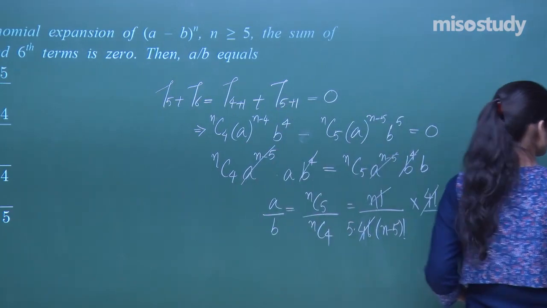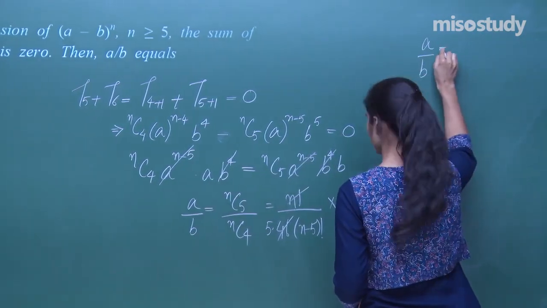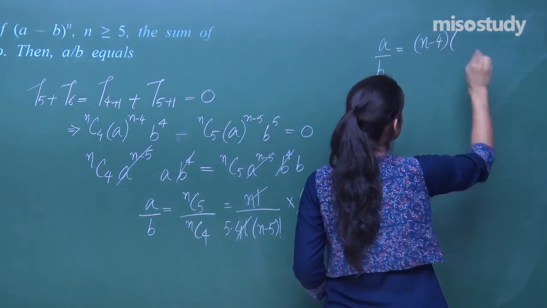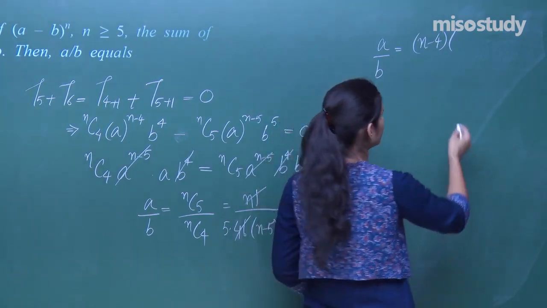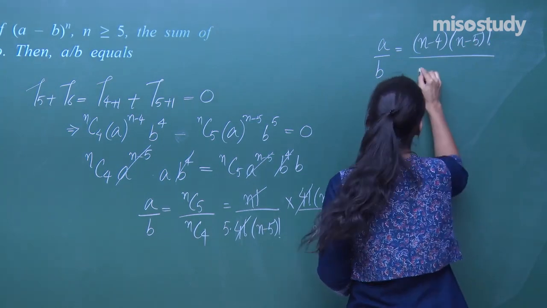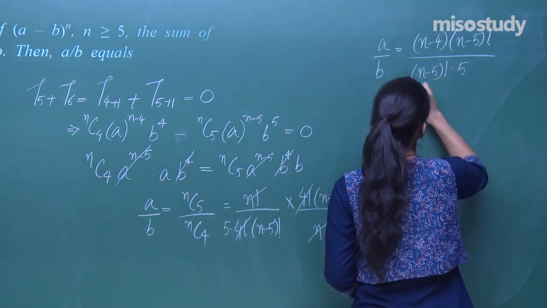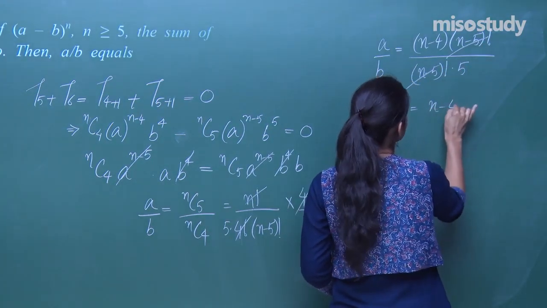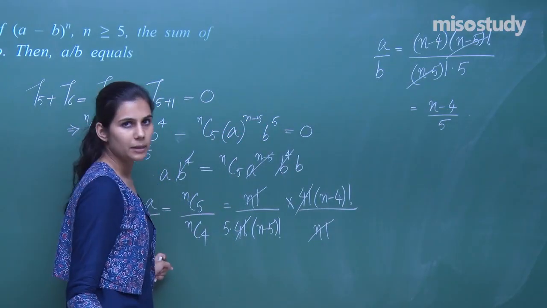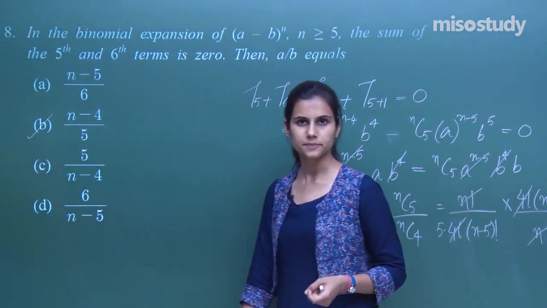What you get next is, this becomes a by b is equal to, you have (n minus 4) into (n minus 4 minus 1), that is (n minus 5) factorial whole upon (n minus 5) factorial into 5. So you get (n minus 4) by 5 is what is coming out to be the value of a by b. So you get (n minus 4) by 5 as the answer.